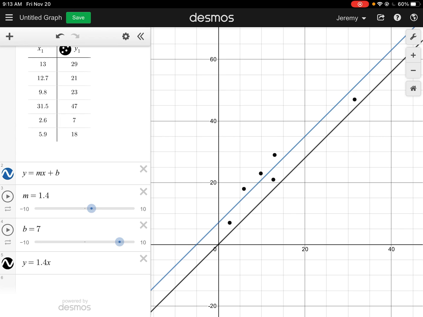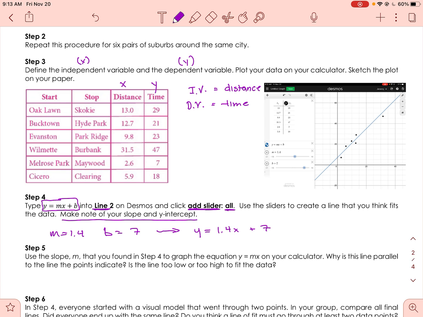It's not high enough, which we know because we said, to get a good line, we needed our y-intercept to be 7. And what the question says is, why is this line parallel to the line that the points indicate? Maybe you've heard this before, maybe you haven't, but parallel lines have the same slope. So anytime you have two lines with the same slope, you know that they're going to be parallel. And in this case, when it asked is the line too high or too low, it was too low to fit the data.